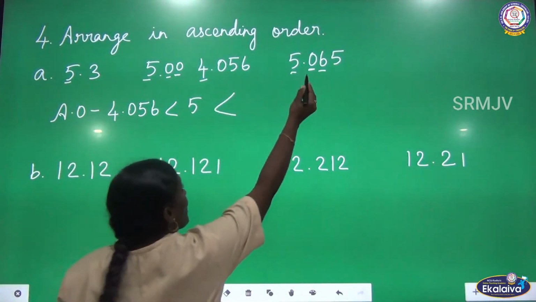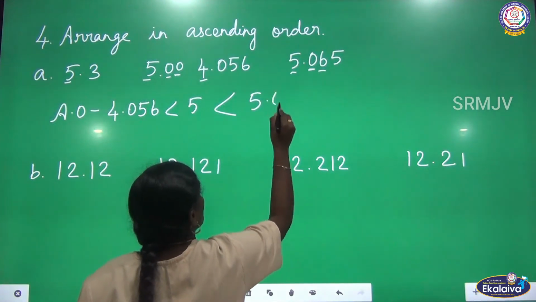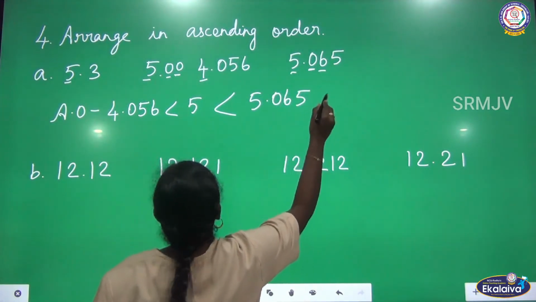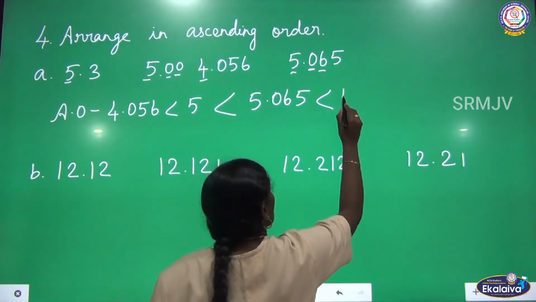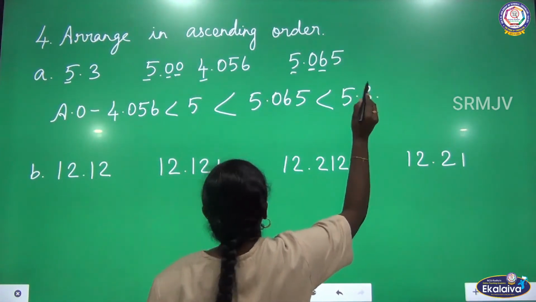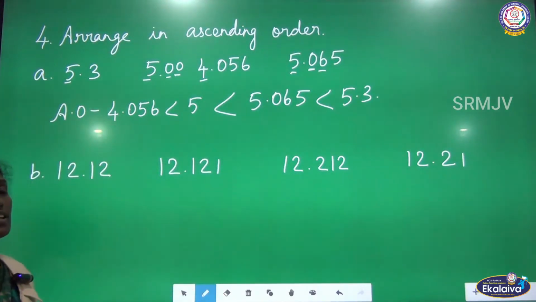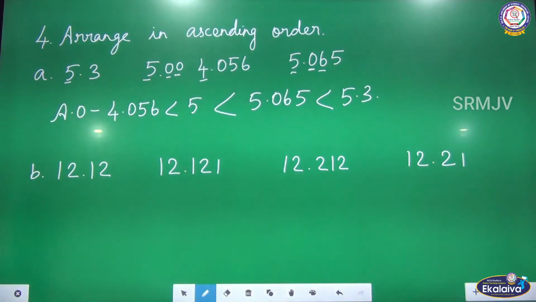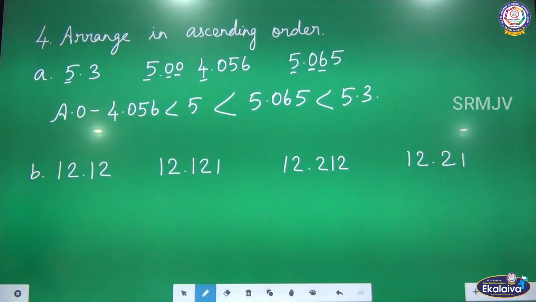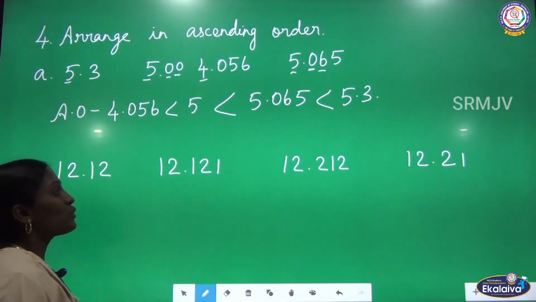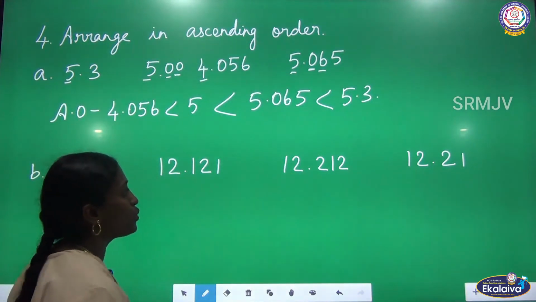Then 5.065 and 5.3 is the greater number. This is the ascending order for the given decimal numbers. Then next one, 12.12, 12.121, 12.212, 12.21.